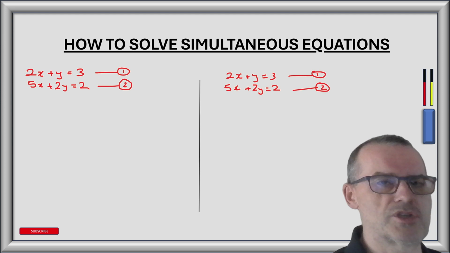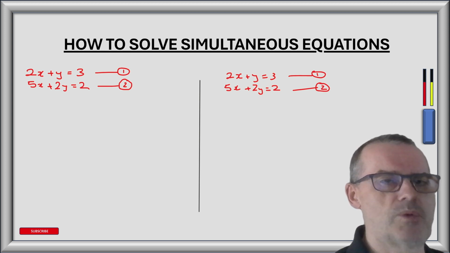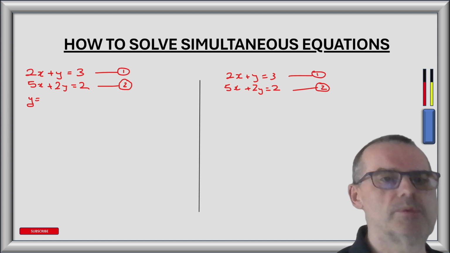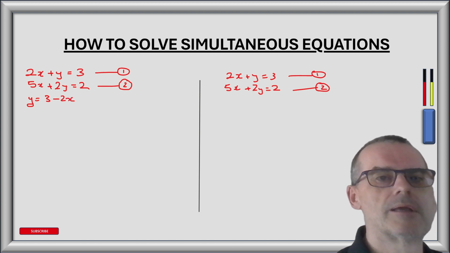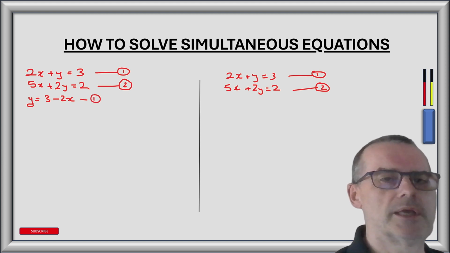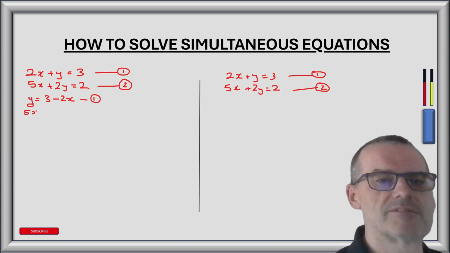Using the substitution method, we need to express one of the variables in terms of the other. So I'm going to use equation 1 and express y in terms of x. For equation 1, y is equal to 3, and if we take the 2x over to the right-hand side, it becomes a negative 2x. So that now is equation 1. And for equation 2, we're going to leave that as it is: 5x plus 2y is equal to 2.